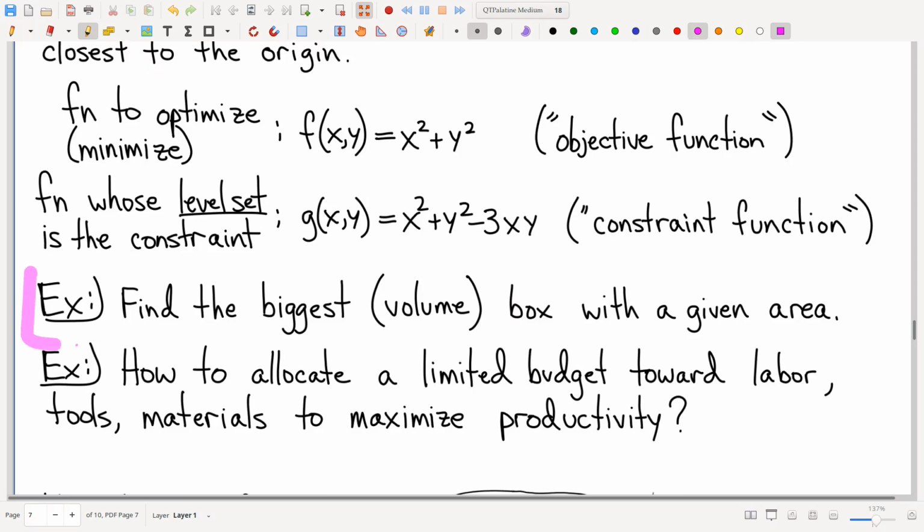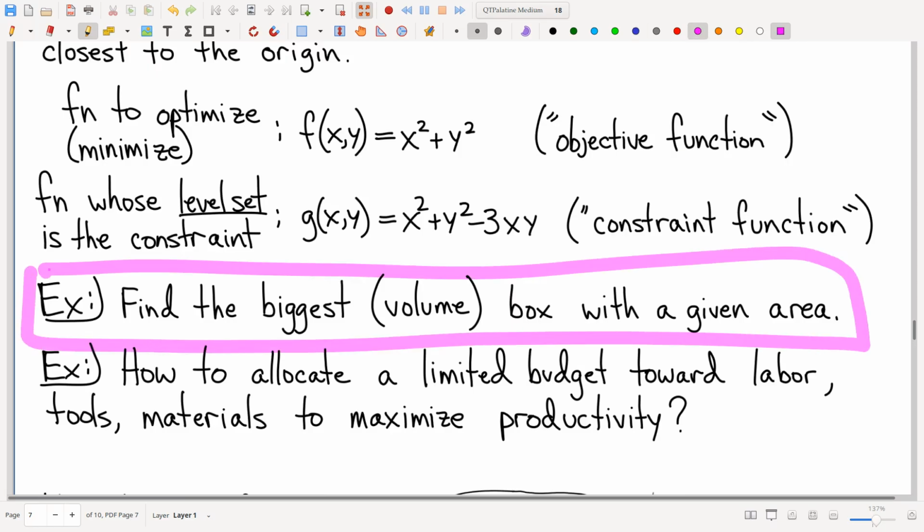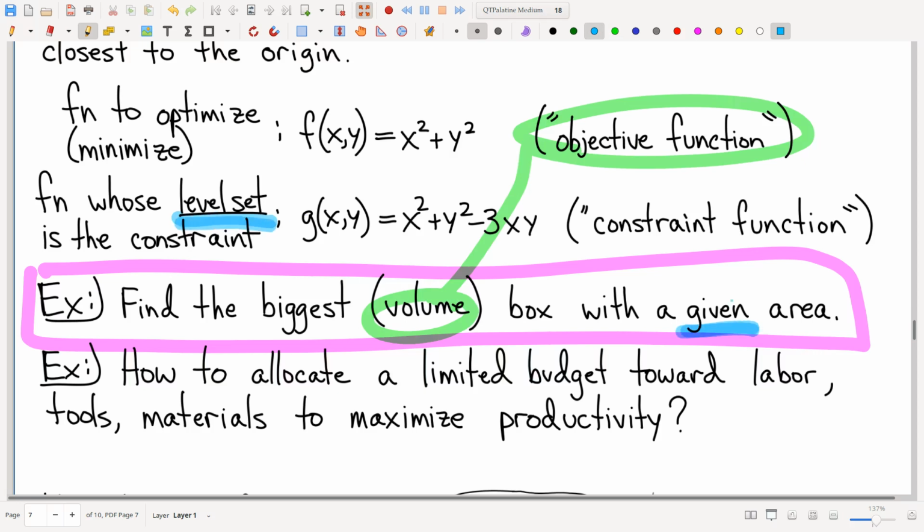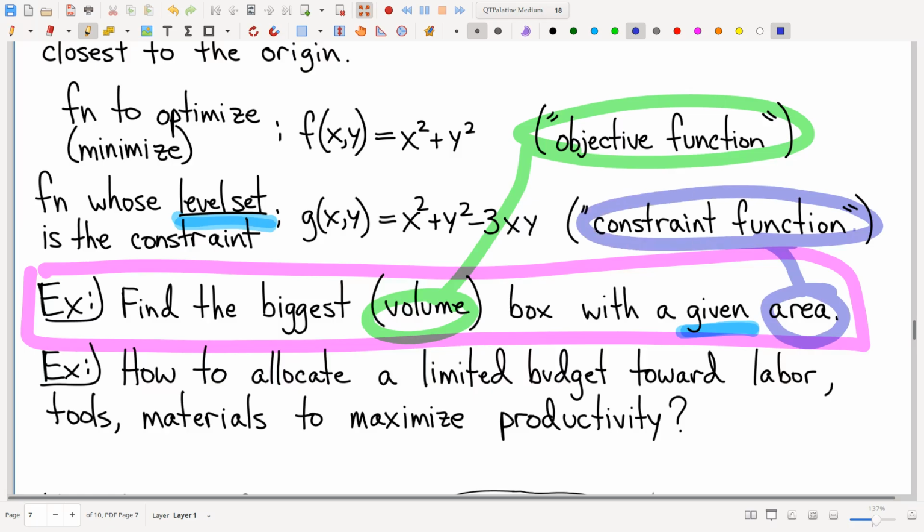Okay, so a couple of quickie examples of what kinds of questions come up like this. Let's look at how to find the box of greatest possible volume that we can make with a given amount of area. Well, volume is my objective, because that's what I'm trying to make as big as possible, and I have a fixed amount of area. So I have an objective function and I have a constraint function. Does everybody see what I mean by these terms and how that applies to this example here? Right? The volume is the function we're trying to make as big as possible. The area is the thing that's not allowed to change.